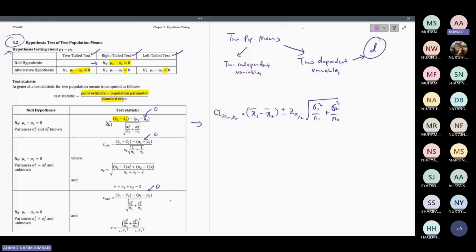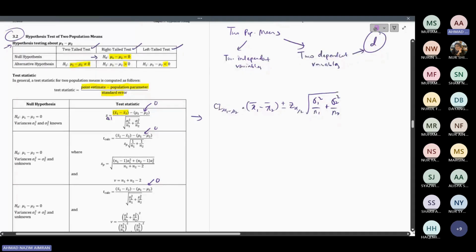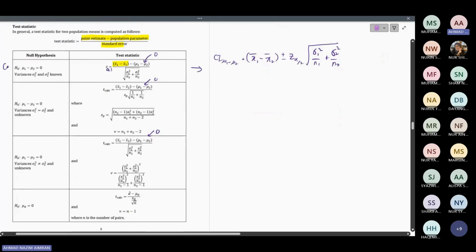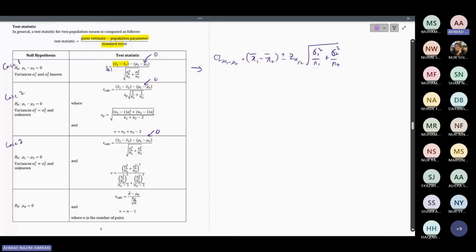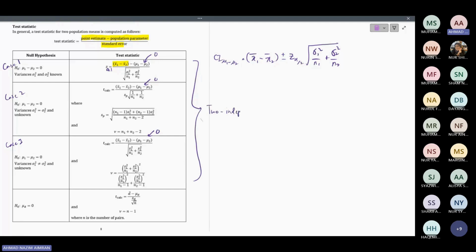And if the standard deviation or variance of the population is unknown, we need to use case number 2 or case number 3. This is case number 1, case number 2, and case number 3 for two independent variables.